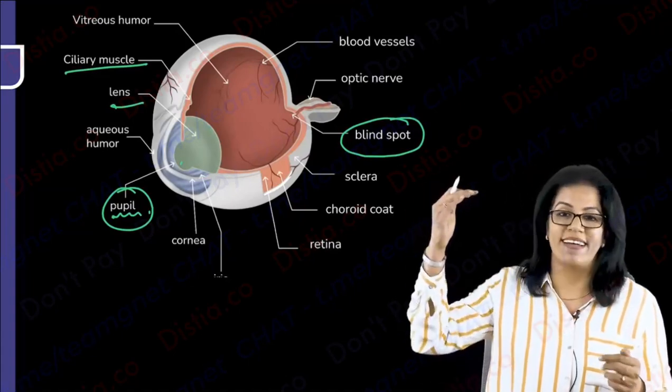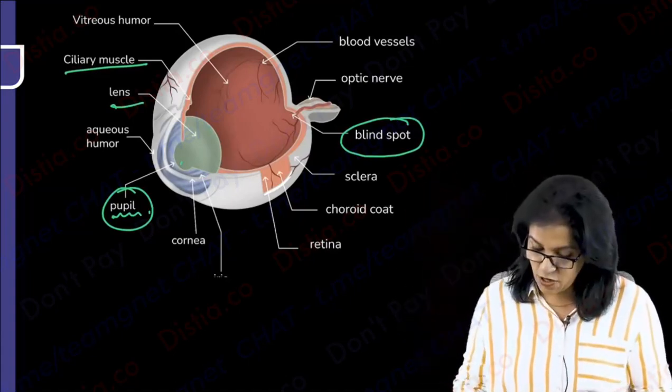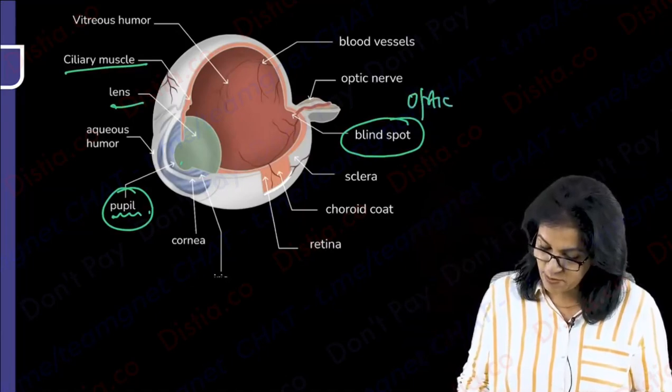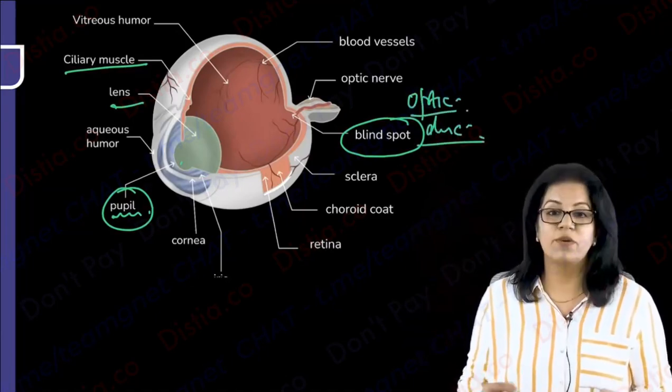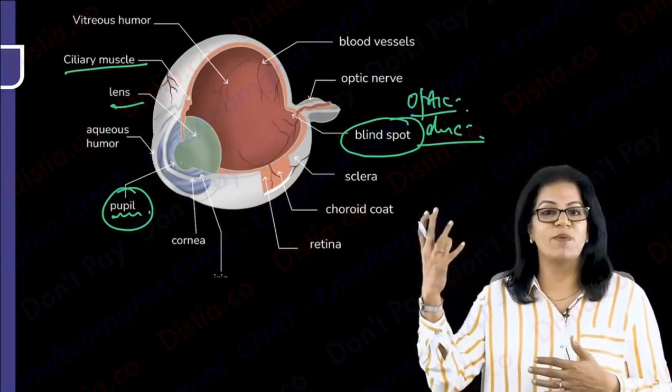Blind spot is a scotoma. It is in the visual field. This is your optic disc, we will say, not blind spot. It is optic disc, and corresponding to optic disc, the scotoma is called blind spot.